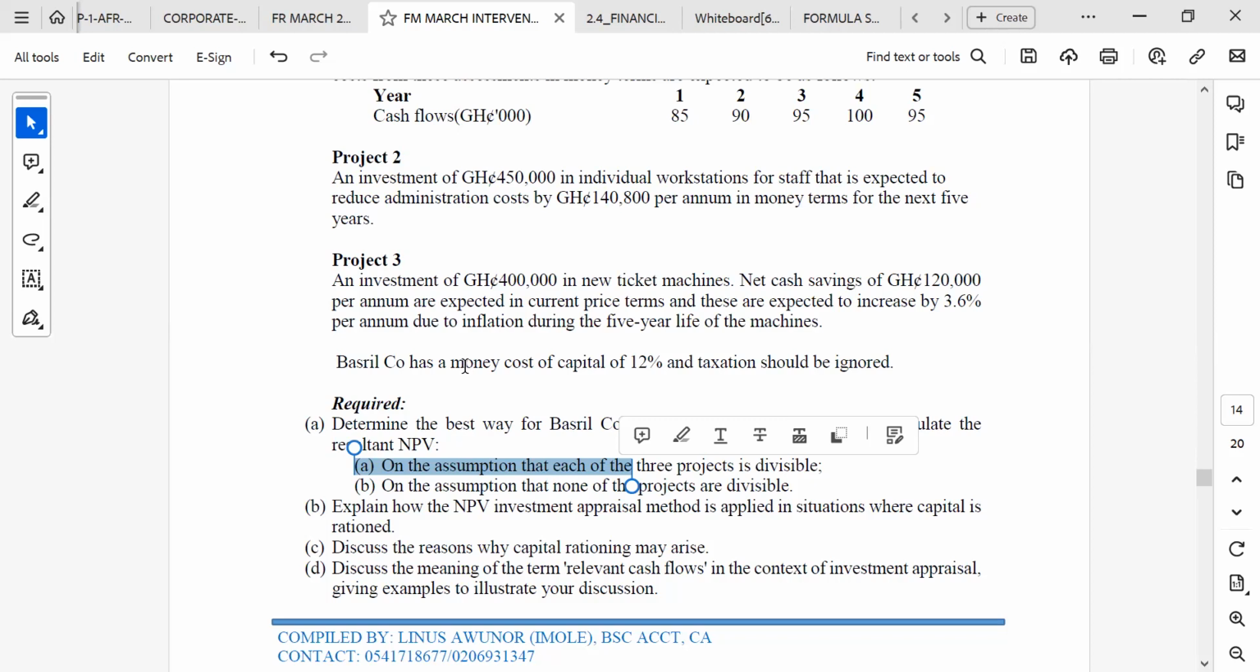But if you have retained earnings, then you can utilize the retained earnings together with the bank loan you will be taking. So you can combine the two and try to undertake the project.